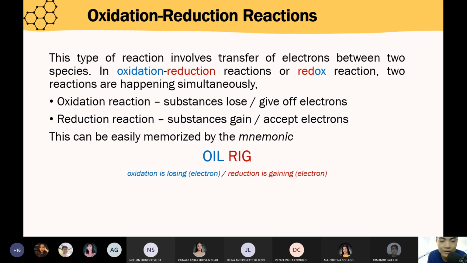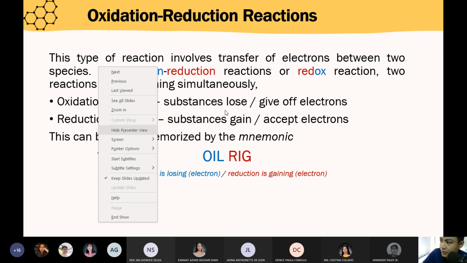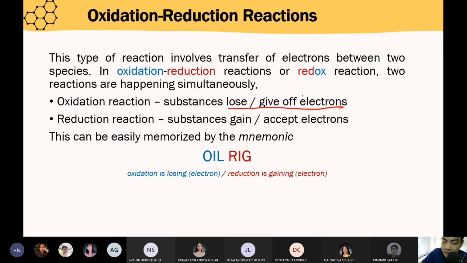Okay, why? Because the oxidation reaction is the reaction wherein your substance loses electron. Okay? So, this is the reaction in which your substance loses electron. Where do you think that electron will go? Okay? So, that electron will go to the other reaction, the reduction reaction, which will gain the electron lost by the oxidized species. Okay? So, that's the concept. Oxidation releases electron. Reduction accepts electron.